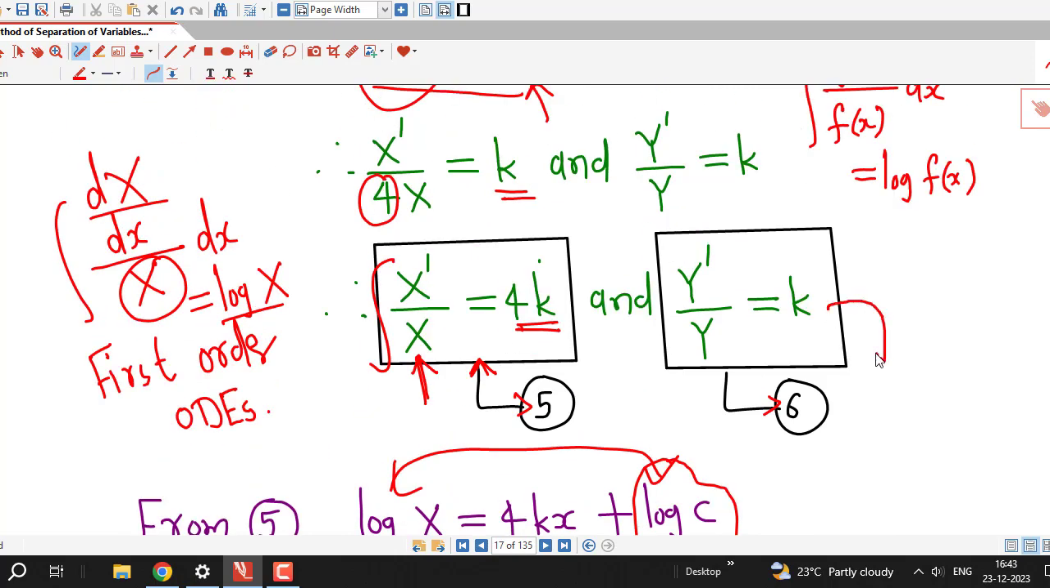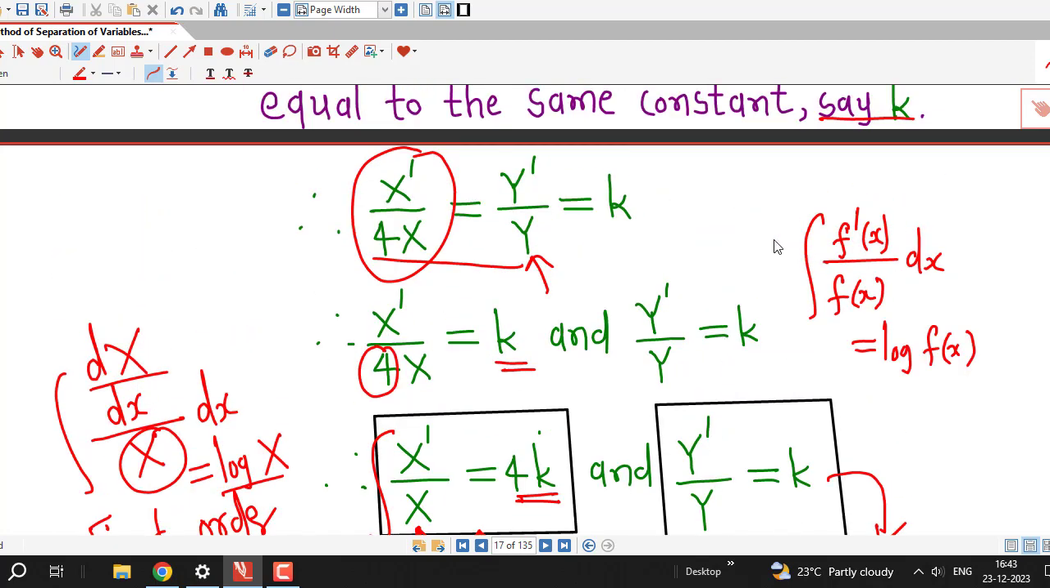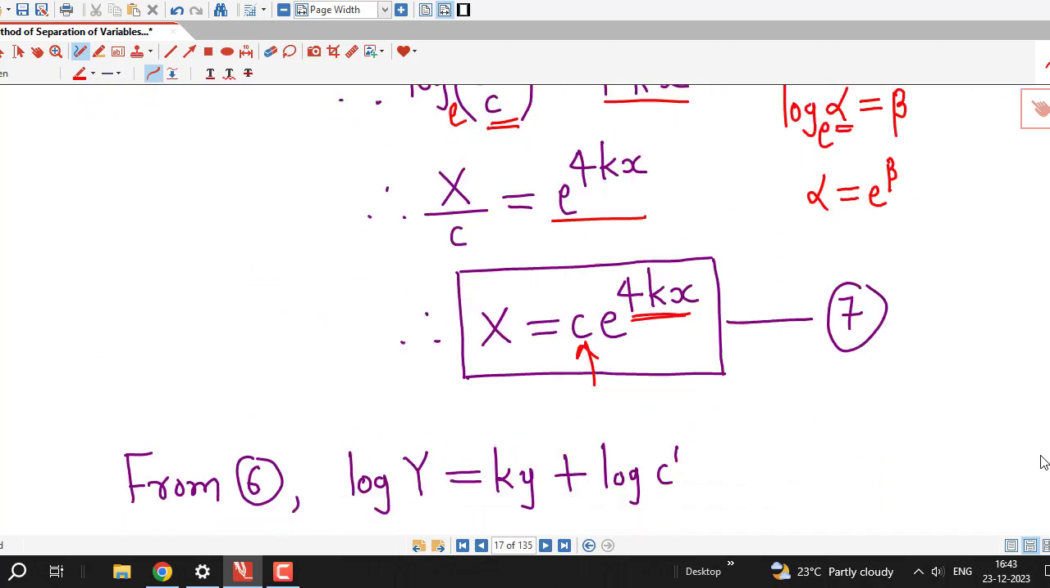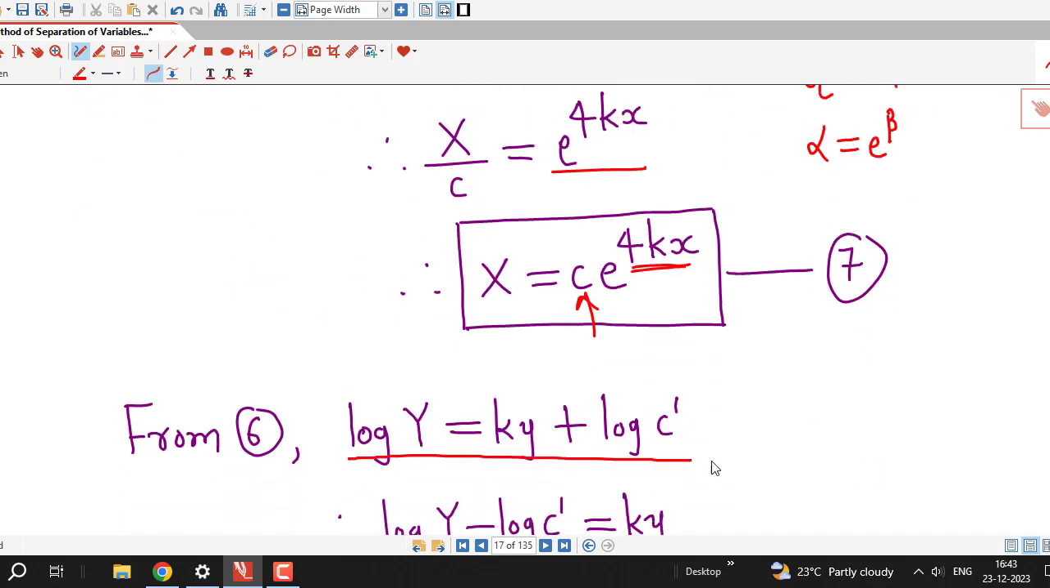Similarly, we have to integrate this with respect to y on both sides. Integral of y dash over y, again using this formula, is going to be log y, and on this side we have to integrate k with respect to y, that is ky, plus constant of integration, written as log of, say, c dash. So that I have written here.